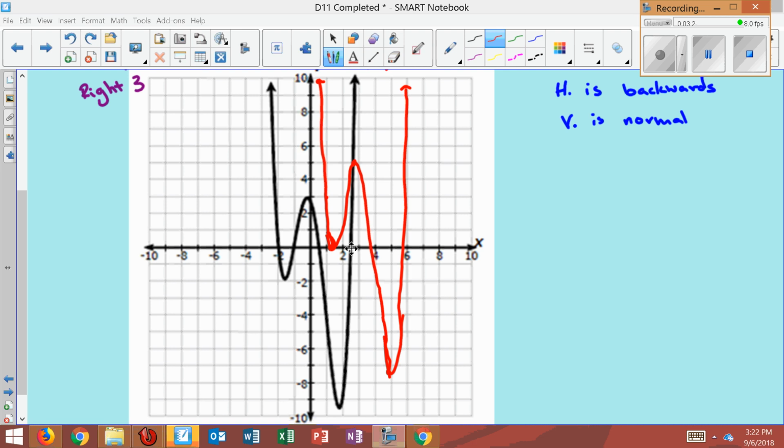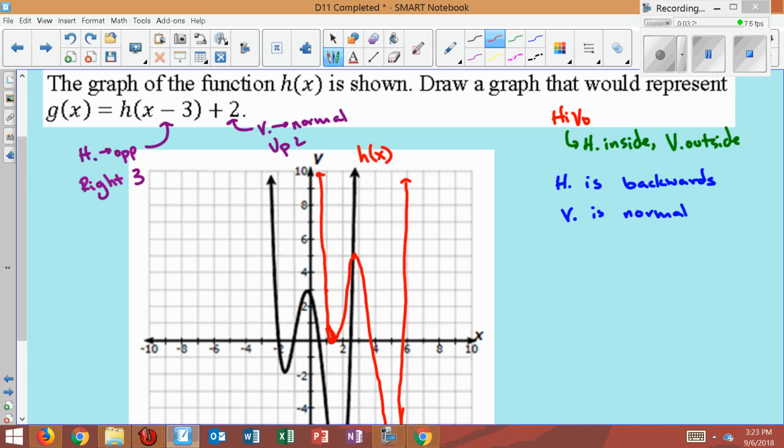Now, if we had an actual equation for this, what we could do is in the calculator, let's just say, for example, you had f of x equals x squared, and you're supposed to find g of x with the same transformations. What you could do in the calculator is put that in as f1 of x, and then f2 of x you could say is equal to f1, and you would put x minus 3 in there, and on the outside plus 2, and this would graph it exactly if we knew the starting equation, which we don't know right now, but that's how you could do it in the calculator.